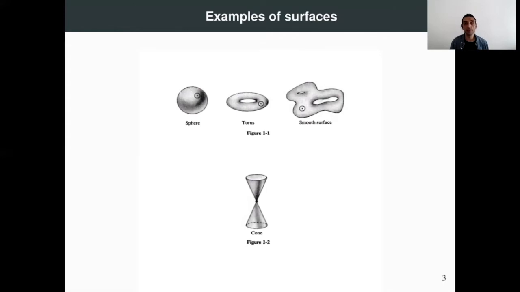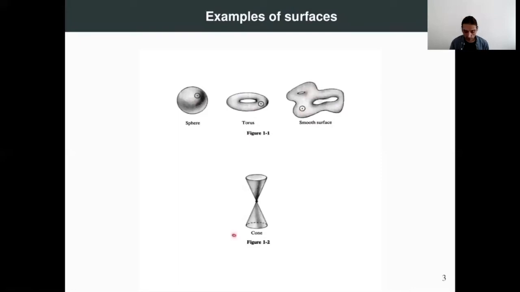We didn't define so far what a manifold is or what the dimension of a manifold is. But in order to develop our intuition, let us introduce a few examples of surfaces. This picture has been borrowed from the Guillemin-Pollack book about differential topology. These are going to be examples of manifolds of dimension 2, in other words, surfaces. And we can see that locally at any point, they all look the same.